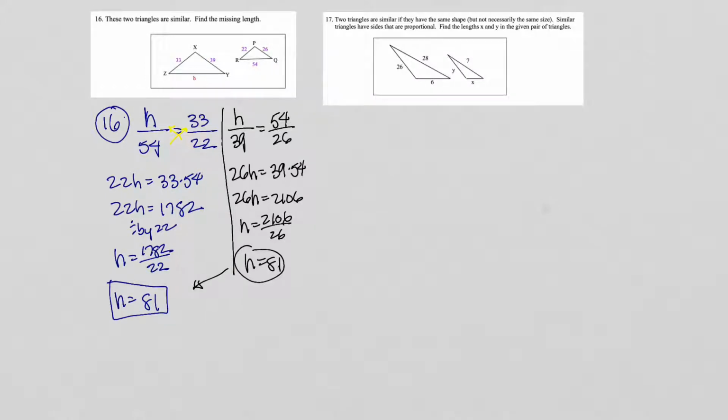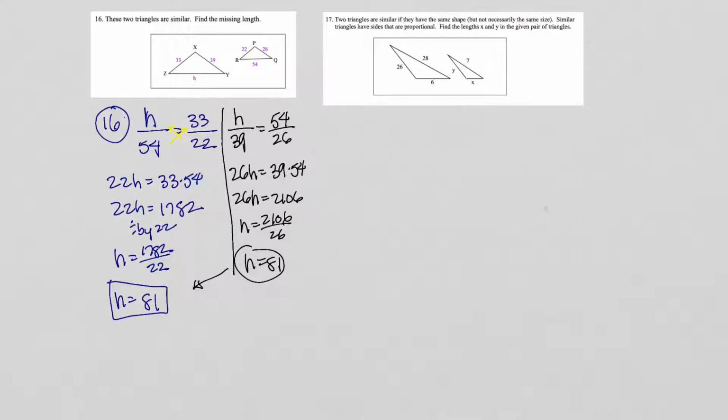What have we got going on at 17? Well, we're given that these two triangles are similar, so I know that the sides are proportional. This left side is to that left side as the right side is to the right side, as the base is to the base. Now what we're trying to do here is find both x and y.